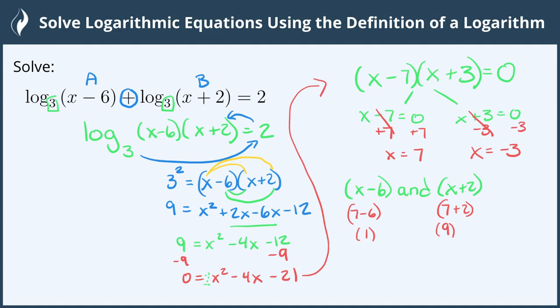Let's try negative 3, where we have negative 3 minus 6 and negative 3 plus 2, substituting it into our two logarithms. Negative 3 minus 6 is negative 9, and negative 3 plus 2 is negative 1. There is no way in which we can raise a number to any exponent and get a negative. So both of these will not work, which tells us that x cannot equal negative 3. We can't have the logarithm of a negative number. And so the answer is x equals 7.